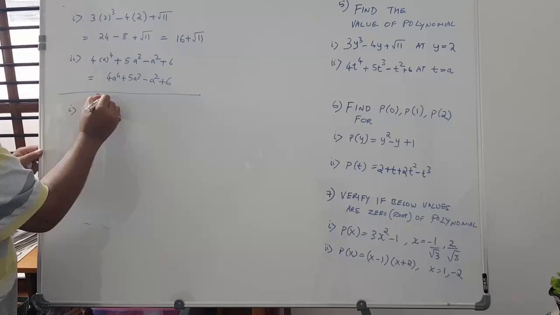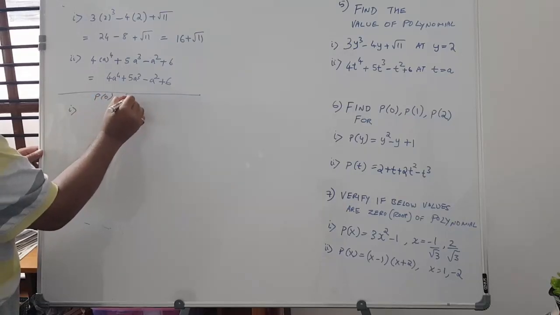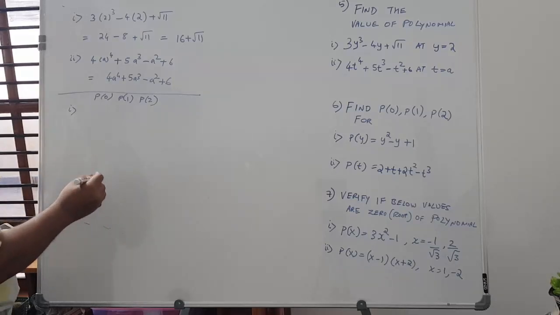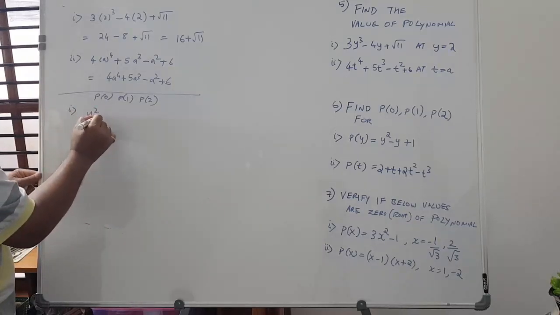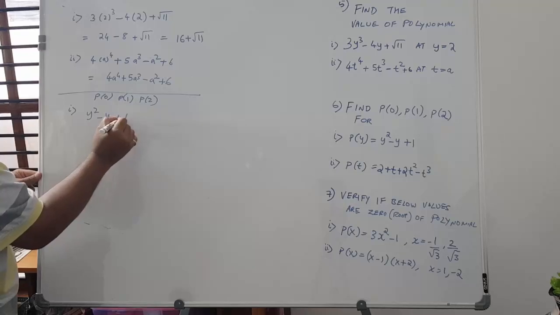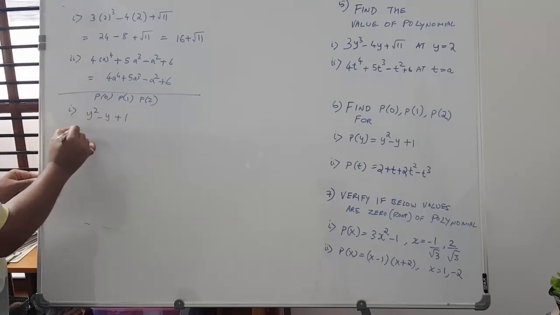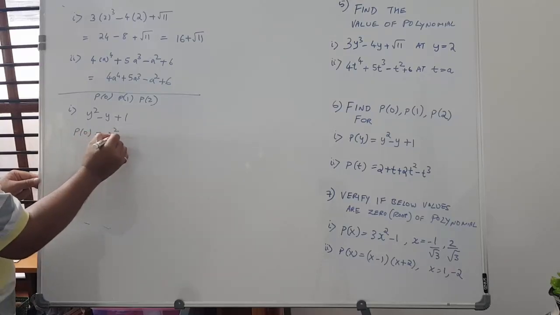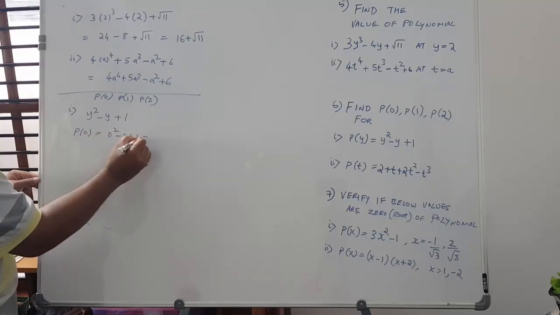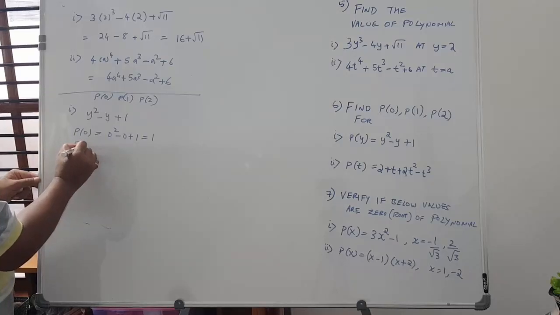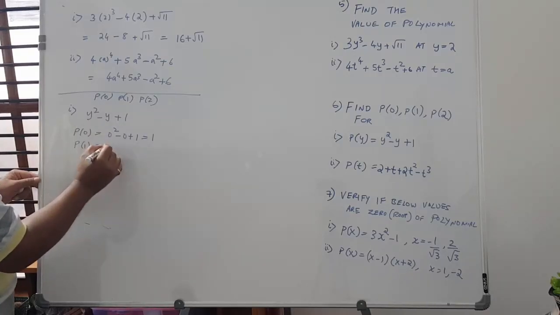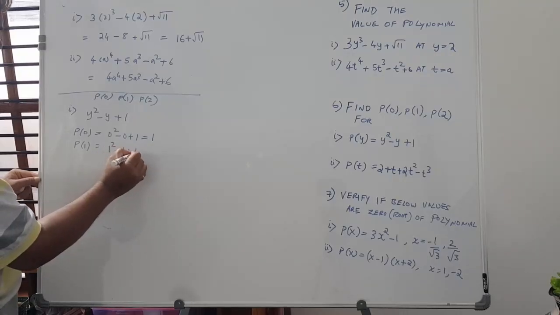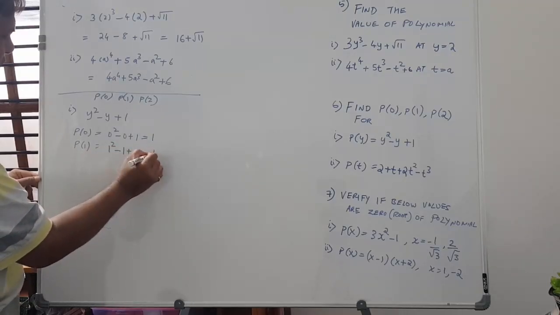So we want to find P0, P1 and P2 for y squared minus y plus 1. If we want to find p of 0, we have to substitute y is equal to 0. So that gives us 0 squared minus 0 plus 1, that is 1. If you want to find p of 1, we have to substitute y is 1. So we get 1 squared minus 1 plus 1, which is also equal to 1.